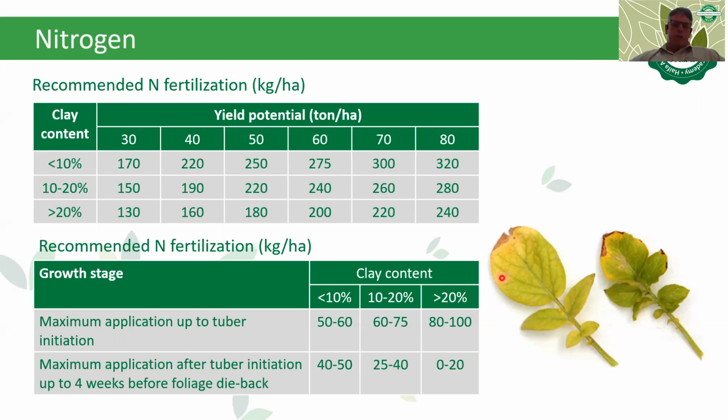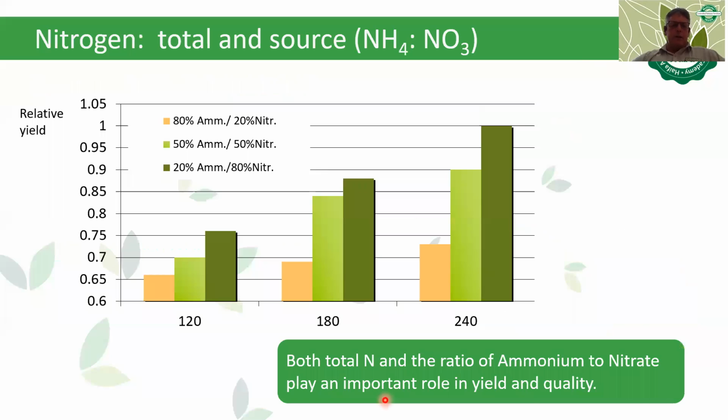You can take it further. At what stage should you apply what percentage of the nitrogen? So if you say your clay content is, say, 10% or less than 10%, 50 to 60% must be applied before tuber initiation, and the rest, the 40 to 50%, in the period after tuber initiation. And that helps you to determine how much N.